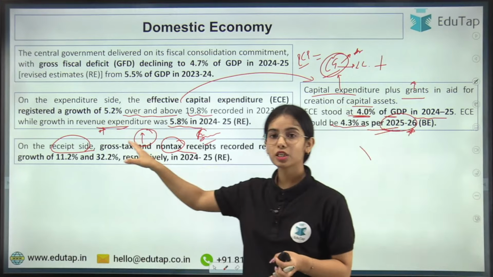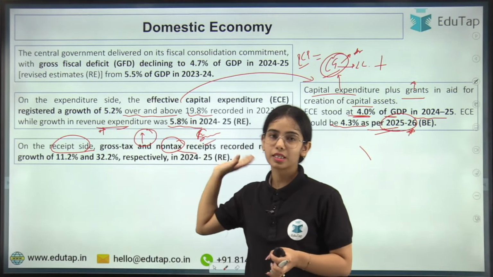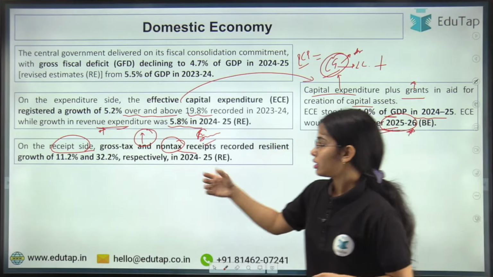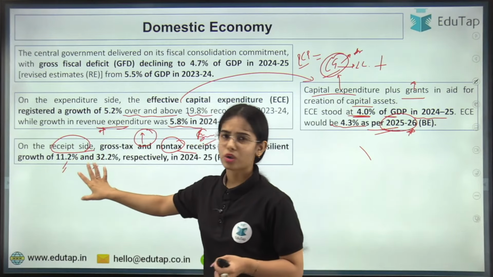So on the receipt side, the gross tax and the non-tax receipts have increased. The percentages are not very important here.